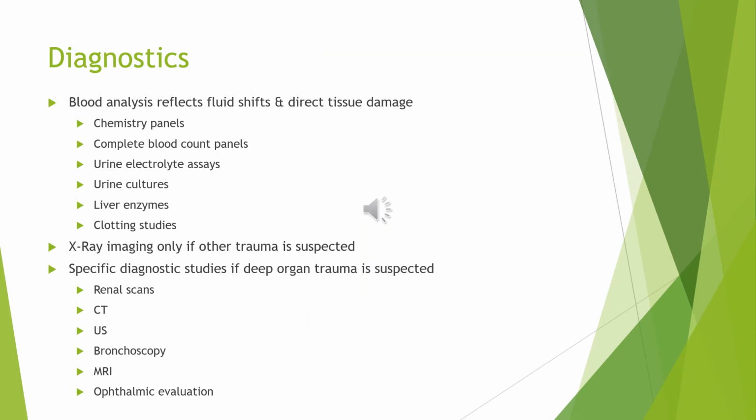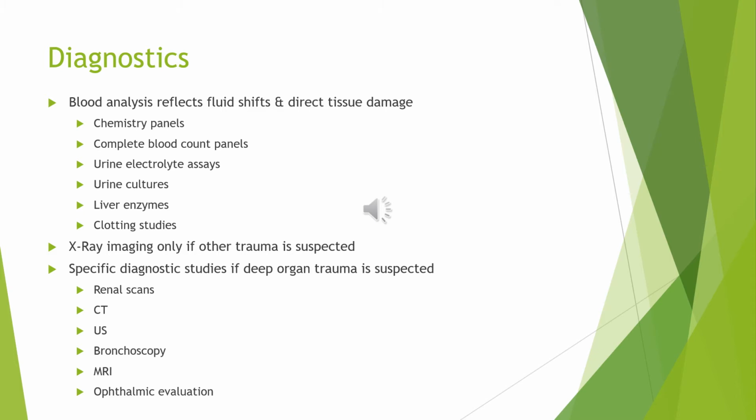Some of the diagnostics now that we might see ordered on our patients that have come in with burns: blood analysis will reflect fluid shifts and direct tissue damage, and so some of the things we'll be looking for will be chemistry panels, complete blood counts, electrolyte assays, and those will tell us if we have problems with syndrome of inappropriate diuretic hormone. So that might be something that they look at. Urine cultures, liver enzymes, and then clotting studies.